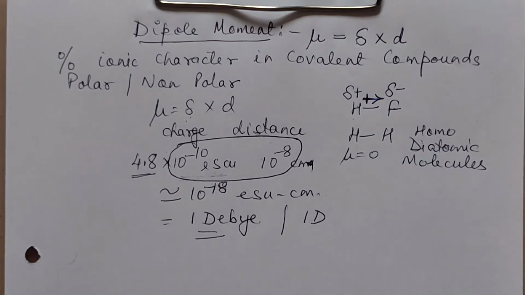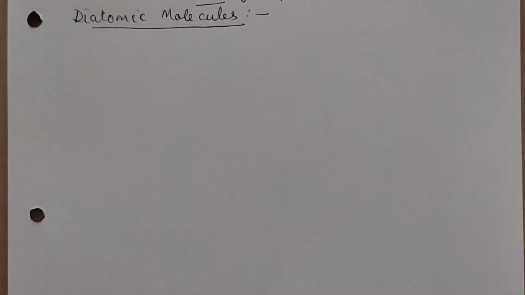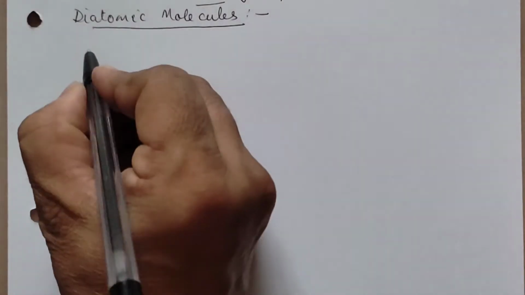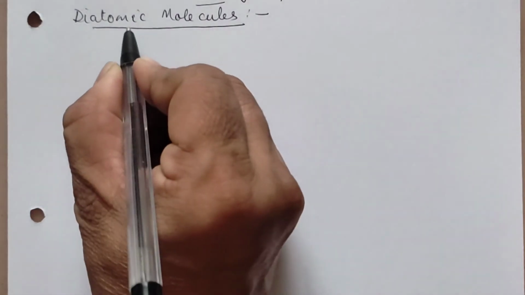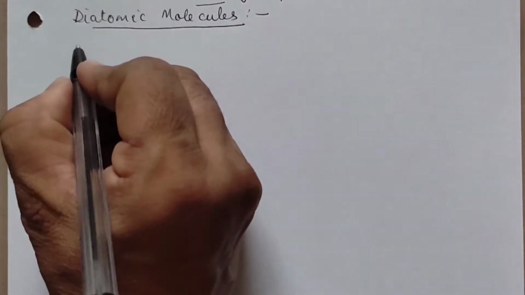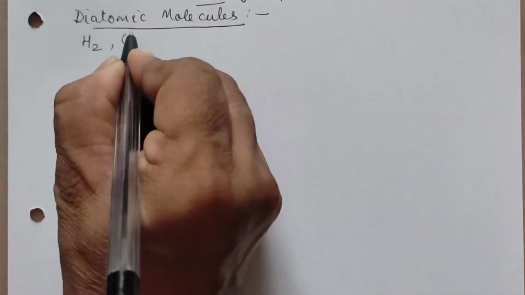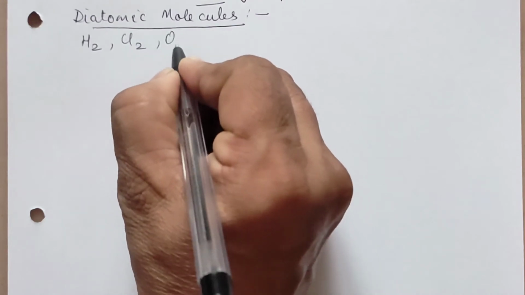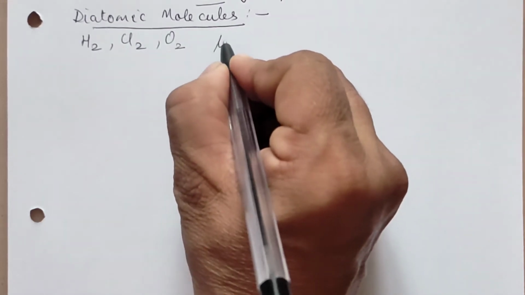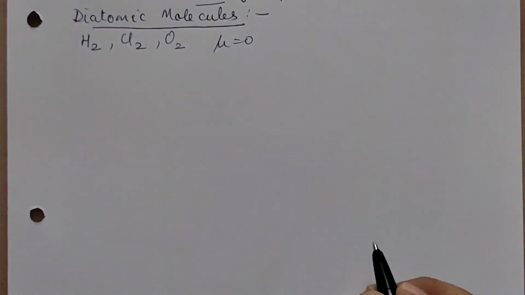So till here it is clear. Now let us see how you can say it's a polar or non-polar molecule. Let's first talk about diatomic molecules. Diatomic, as I already said, if it is a homodiatomic molecule, that means H2, Cl2, O2, etc. These all have dipole moment equal to 0.